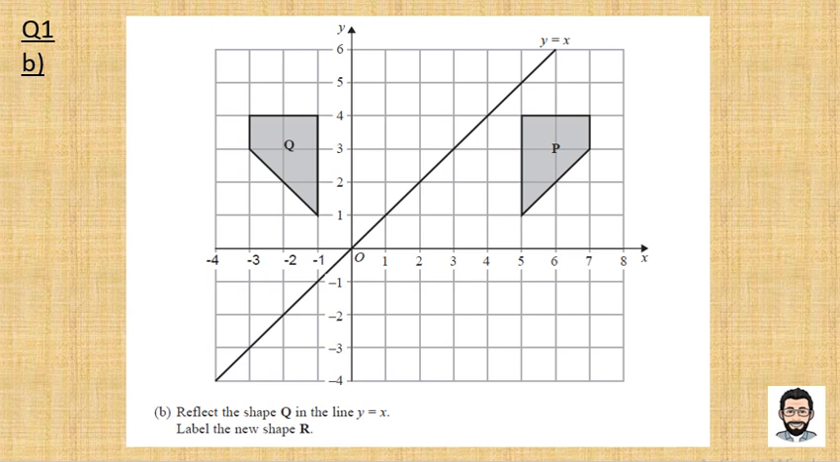Yeah, we have the same question but different required. He's saying here, reflect the shape Q in the line y equals x. So the drawn line here. So you're gonna reflect this Q. How can you reflect it? You're gonna count the distance from the vertices to the mirror, to reflect it behind the mirror.